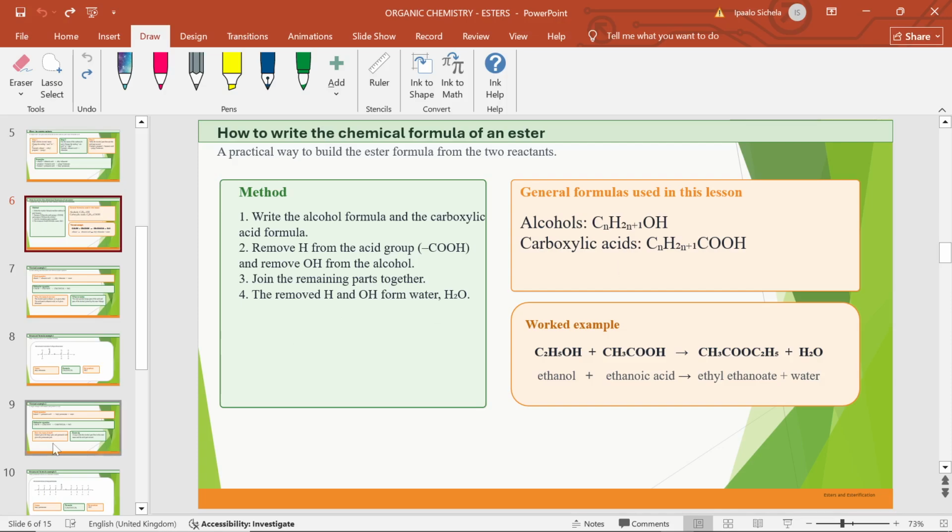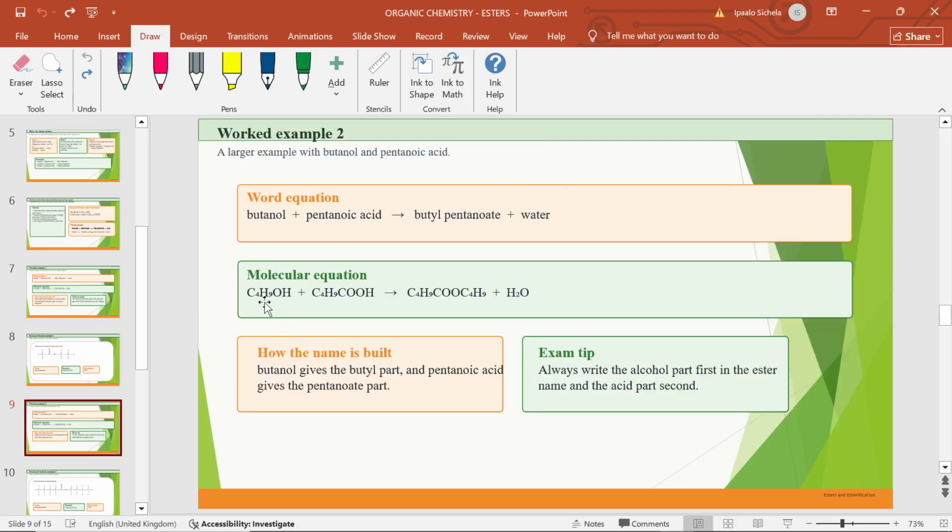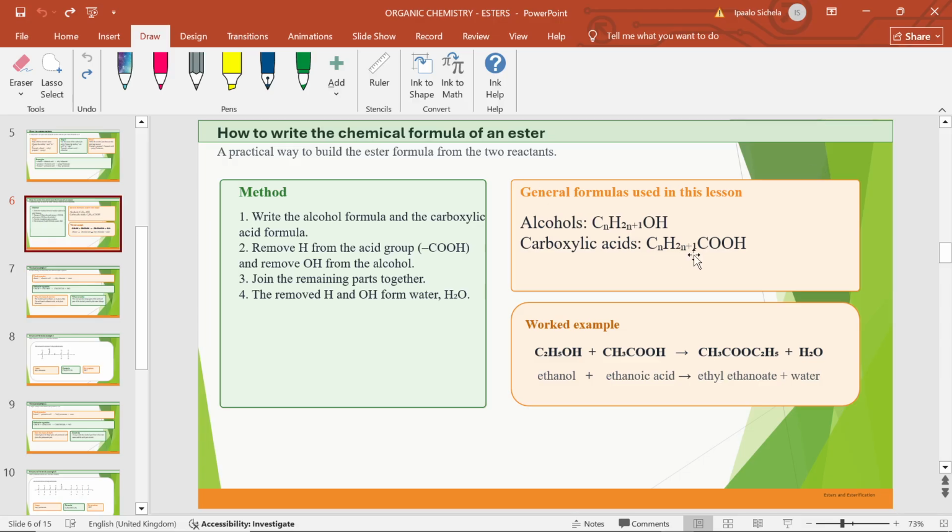C4H9OH. Like that. What about pentanoic acid? A carboxylic acid will obey this formula here: CnH2n+1COOH. Pentanoic acid, pent means 5. But because of the extra carbon atom in the functional group, we say 5 minus 1, which gives you 4. So where there's n, you put 4. So it's going to be C4, then 2 multiplied by 4, 8, plus 1, 9.